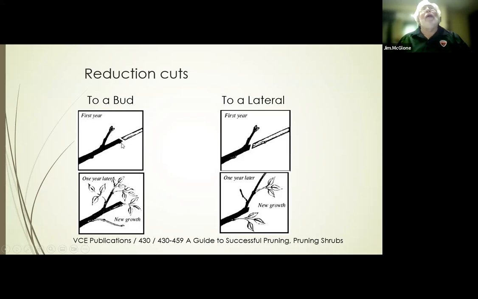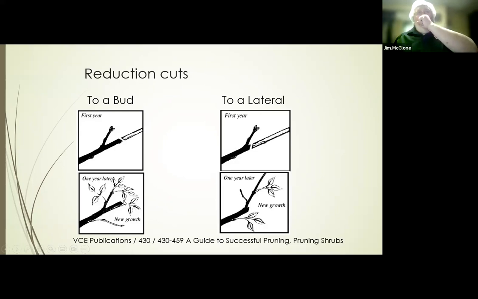Whereas when you make the reduction to a bud, this one little bud here is probably not going to be able to take over as the terminal bud and suppress this. So you wind up with a lot more growth going on here because you don't have that dominance again that's suppressing those buds. And that's the reason that we make that reduction to a bud, is because we are trying to encourage sprouting.